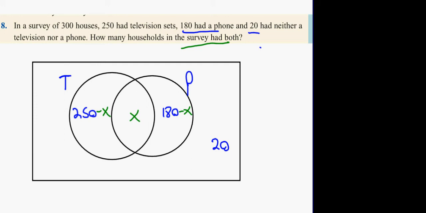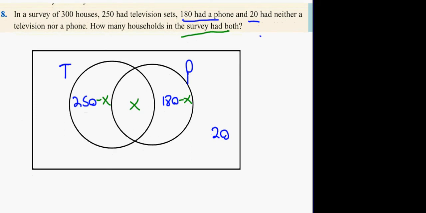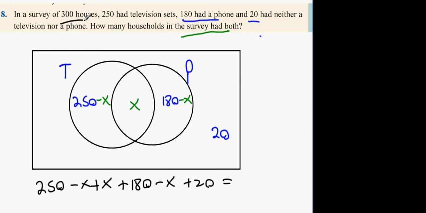Luca, how do you make this equation? It's 250 minus X, plus X, plus 180, minus X, plus 20, equals 300, because there are 300 houses in total.